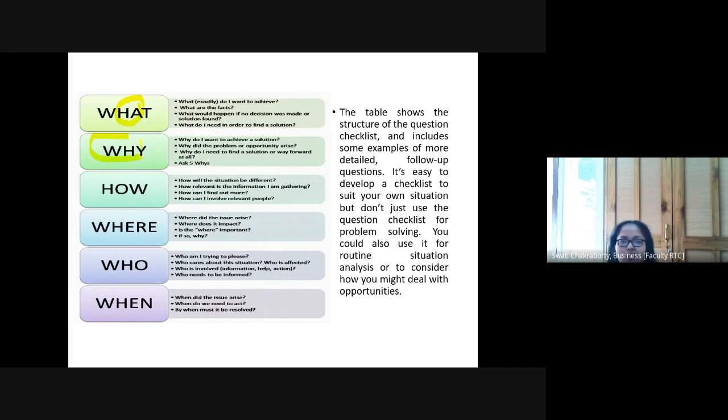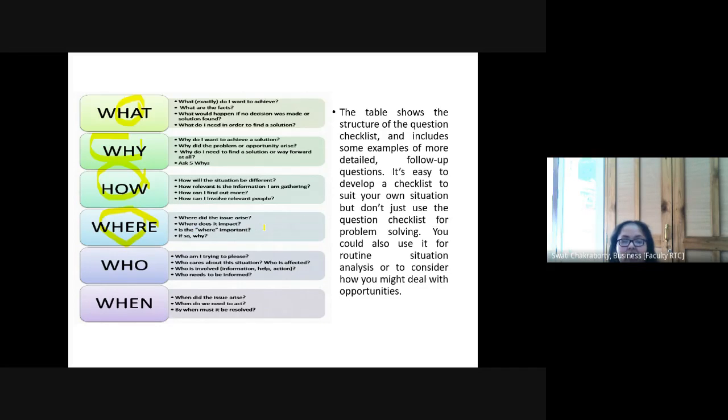When we say why, these are the different types of questions you can ask. Why do I want to achieve a solution? Why did the problem or opportunity arise? Why do I need to find a solution or way forward at all? So ask five whys here. How? How will the situation be different? How relevant is the information I'm gathering? How can I find out more? How can I involve relevant people?